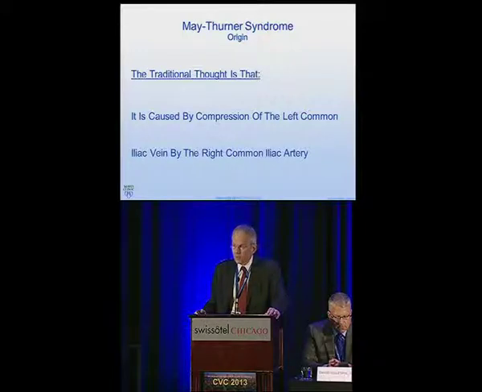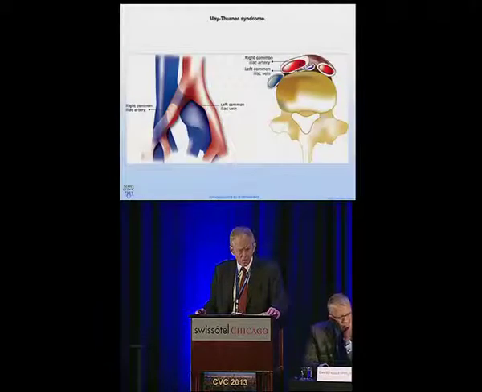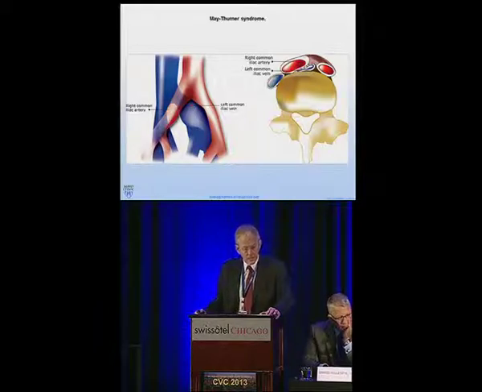Now, the traditional thought is that May-Thurner syndrome is caused by compression of the left iliac vein by the right iliac artery, the common iliac artery. So the left common iliac vein is compressed by the right common iliac artery. It is probably more common in females also because of the increased lordosis in the lumbar vertebral column in females. And this is a picture that I took from Radiographics that demonstrates this in a nice drawing.